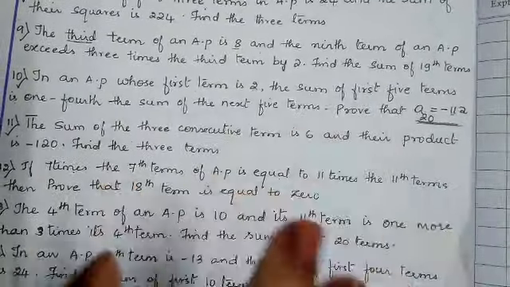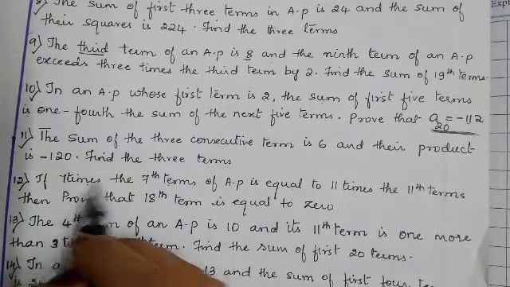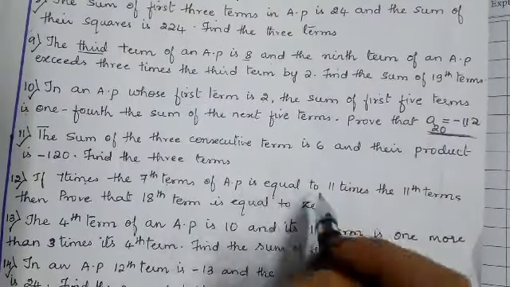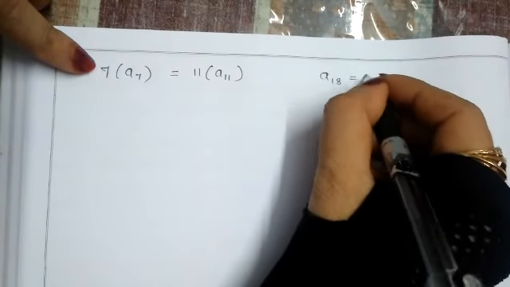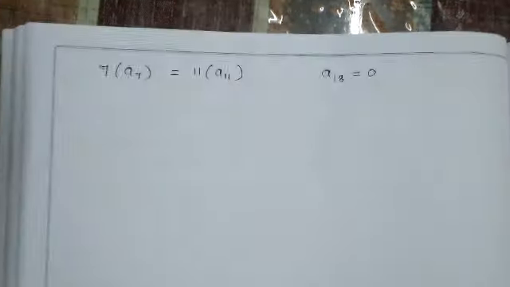So question number 12 now: if 7 times the 7th term of an AP is equal to 11 times the 11th term, then prove that the 18th term is equal to 0. Okay, let us solve. What have they told? 7 times the 7th term is equal to 11 times the 11th term. We have to prove that the 18th term is equal to 0. We have to bring the answer 0.